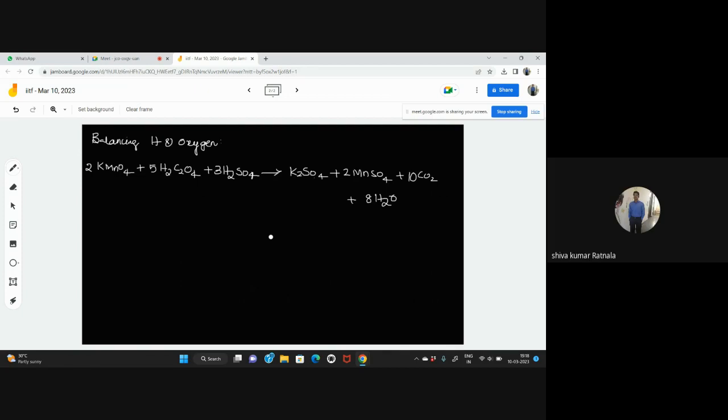So likewise, next one. Second method. The oxidation number method we have done, no? Yes, sir. Next we need to do the second method. What is the second method? Ion electron method, which is also called the half reaction method.